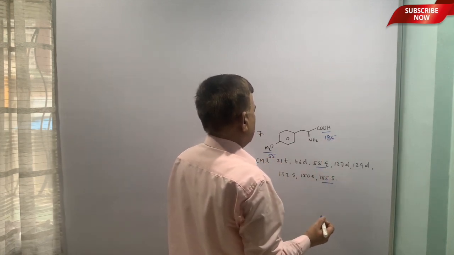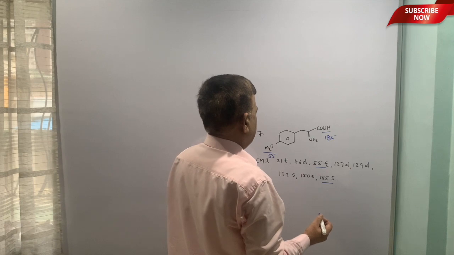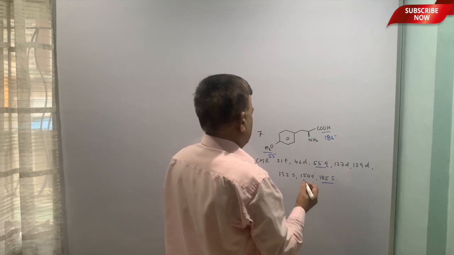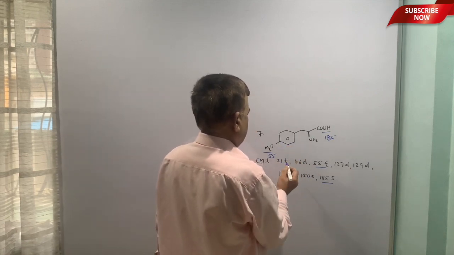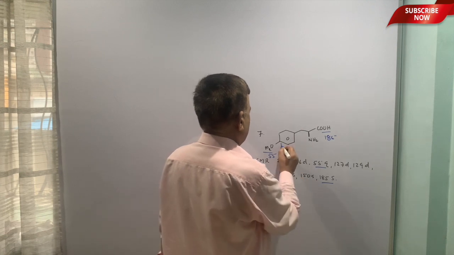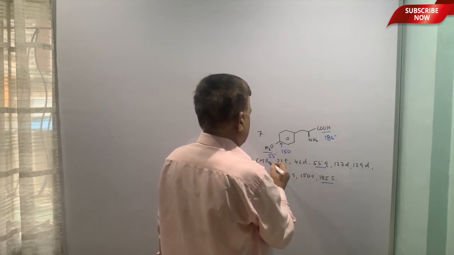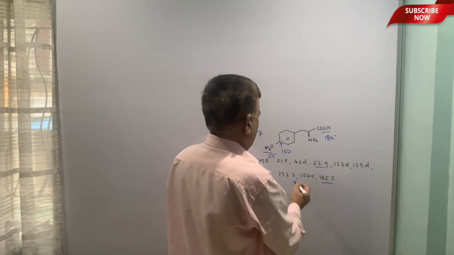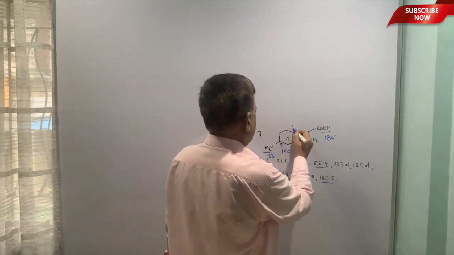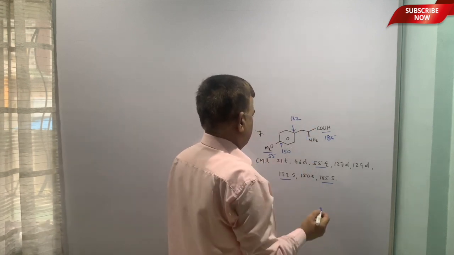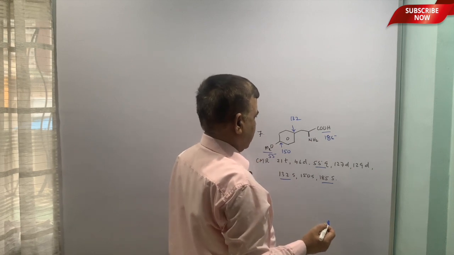Then 150 singlet, 132 singlet. So 150 looks like this because oxygen is directly involved. 132 is this one, singlet, singlet because they are quaternary carbons, nothing else.